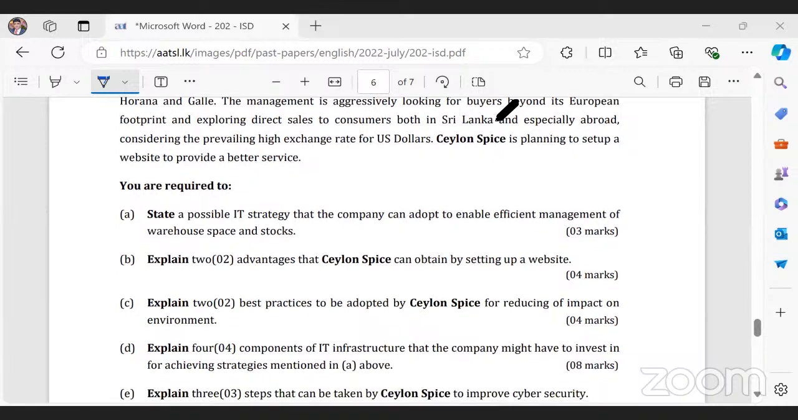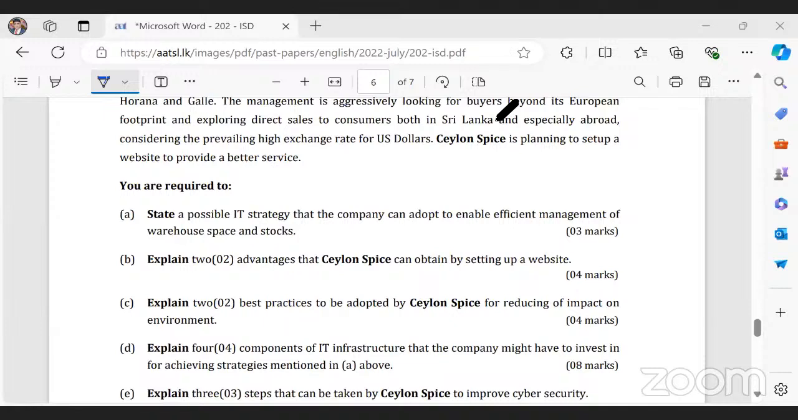Explain 2 advantages that Ceylon Spice can obtain by setting up a website. Right. Then first, they can advertise on their website. They can use their own website to display their advertisements. And they can provide information about their products to their customers. And they can continuously engage with their customers through the website. And they can provide an electronic commerce facility for people to order online, right?